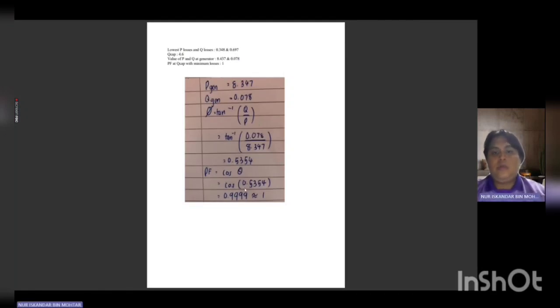This is all the calculation that we have, with the generator real power being 8.347, reactive power of the generator 0.078, and we have the angle of 0.53548 degrees. We can also calculate the power factor, and we have 0.999, which is equal to 1.